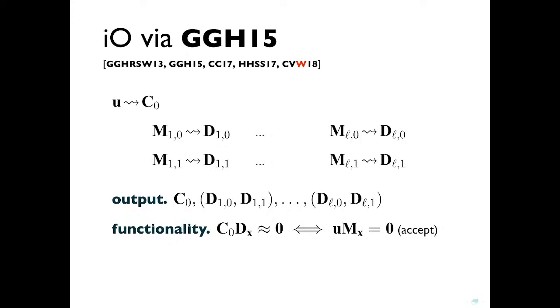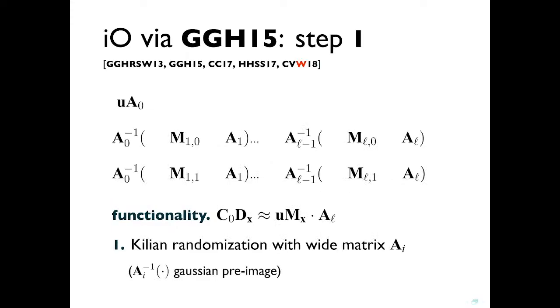All right? So the encoding is going to proceed in 3 steps. The first step is to do a Killian-style randomization. So we're going to pick matrices A0, A1 up to A_{L-1}, one for every bit of the input. But instead of picking random invertible square matrices like in Killian, we're going to pick wide matrices. Think of these matrices as corresponding to the wide matrices in your LWE assumption. So these are matrices where the entries come from Z_Q, where Q is some large modulus.